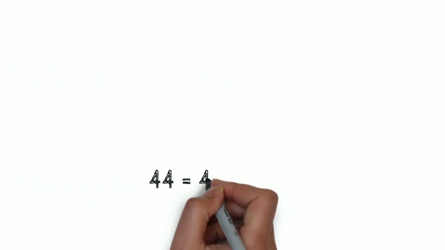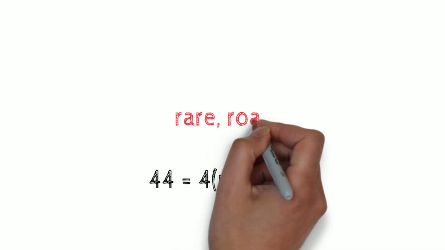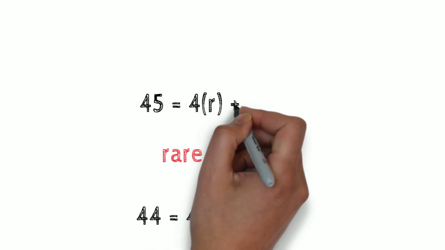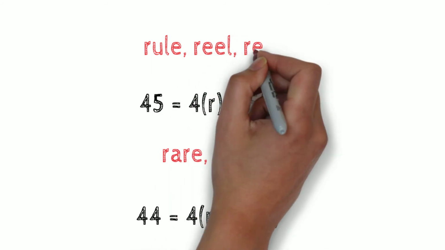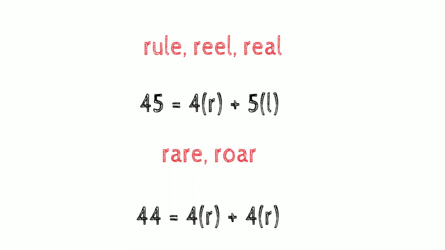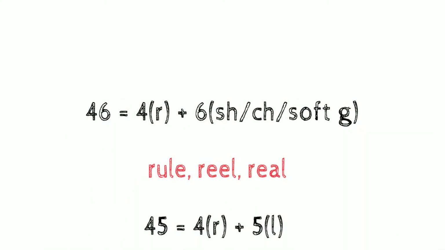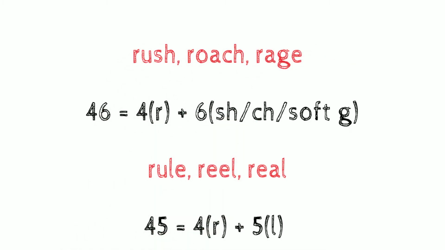With 44, R and R represent it. When you combine those two sounds, you can form words like rare or raw, for example. For 45, you can form words like rule or real because it's represented by the consonants R and L. With 46, R represents 4, while the ch, sh, or j sounds represent number 6. With this knowledge, you can use words like rush, roach, or rage, for example.